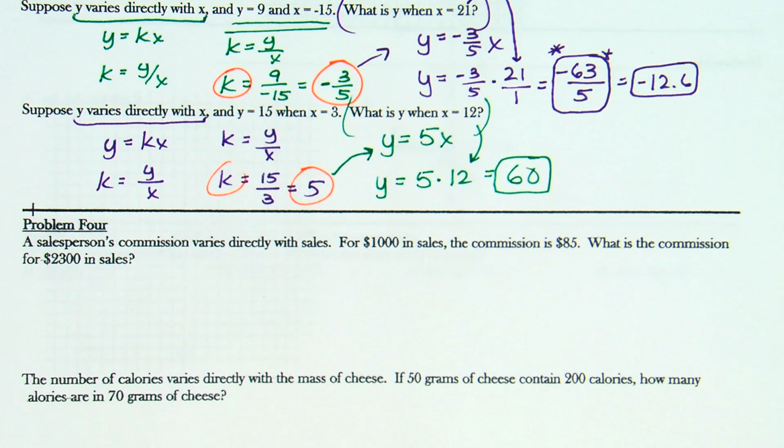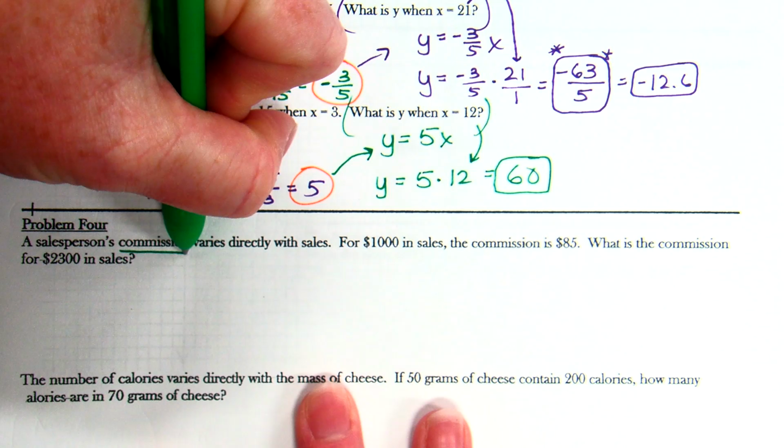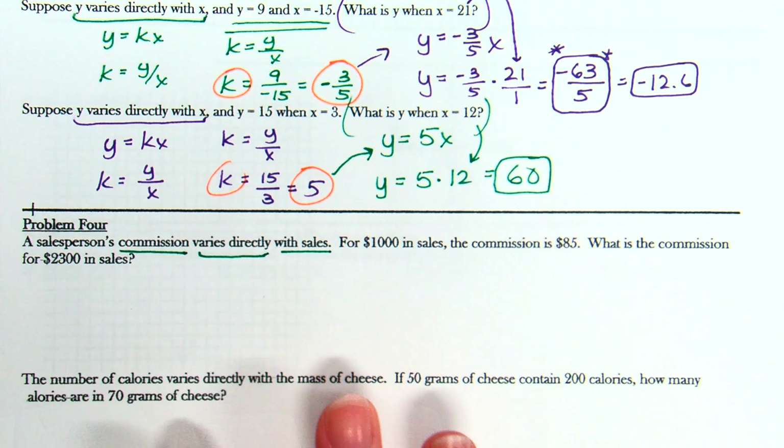But do you notice how this problem is similar to the last problem we did? Last time, instead of saying x equals and y equals, they're telling me 2 amounts. So it's just a different setup of the same type of problem. But notice, first things first, it says a salesperson's commission varies directly with sales.